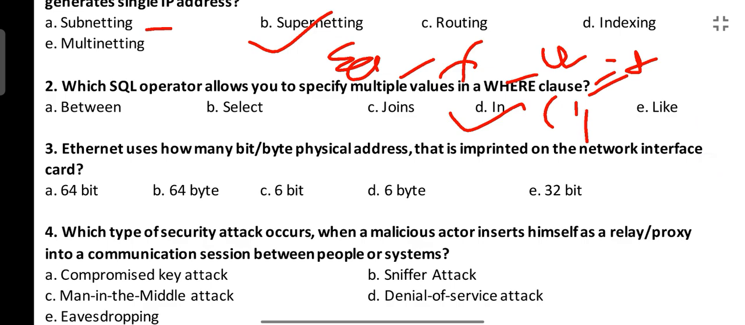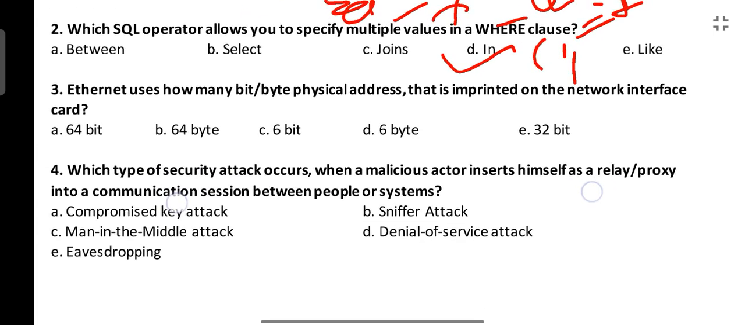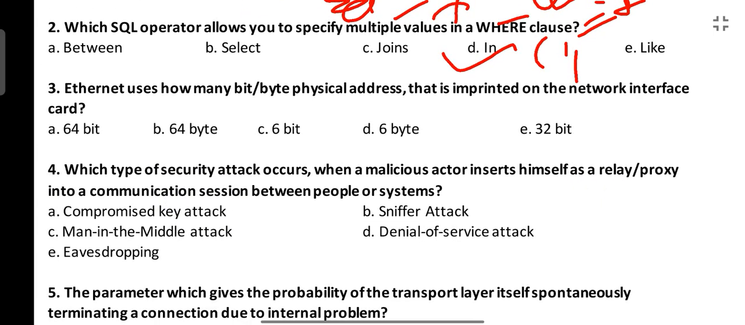So the next question is, Ethernet uses how many bytes of physical address that is imprinted on the network interface card? It is talking about the MAC address. Whatever address is printed on a NIC card is known as the MAC address. So a MAC address is 6 bytes. So how many bytes do we have in a port address? A port address is 2 bytes.